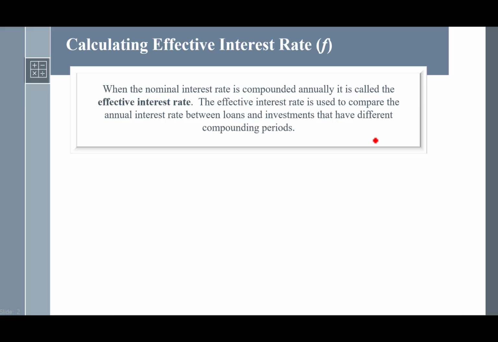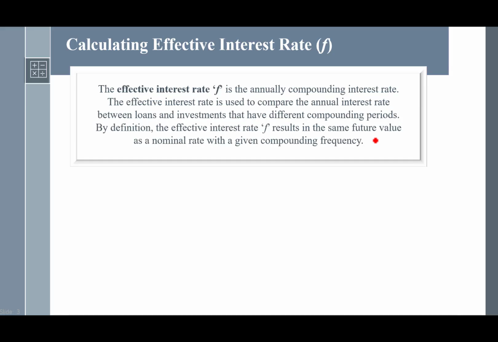So if they offer you 3% compounded semi-annually versus, for example, 2% compounded monthly, which option is better? One is compounded semi-annually, one compounded monthly. In order to figure out which one is better, you find the effective interest rate for both of them and see which one is higher or lower. If it's an investment, you go with the one that has the higher interest rate. If it's a loan, you go with the one that has the lower effective interest rate. So that's briefly what the effective interest rate is.